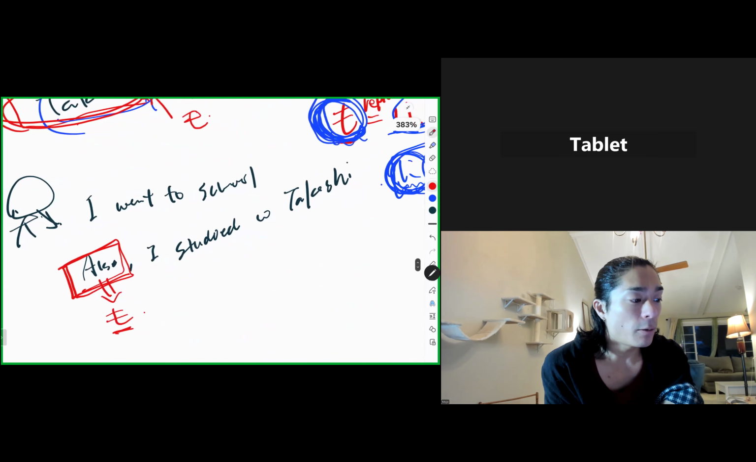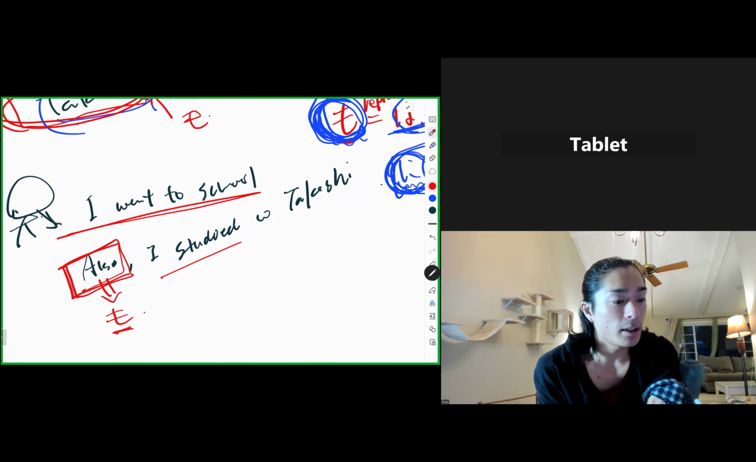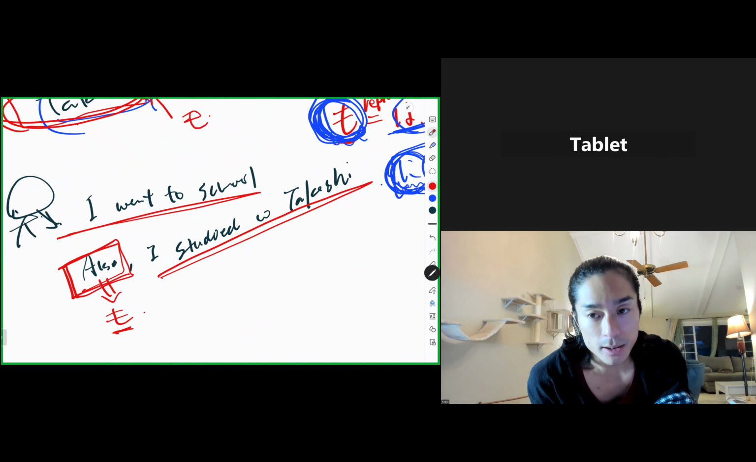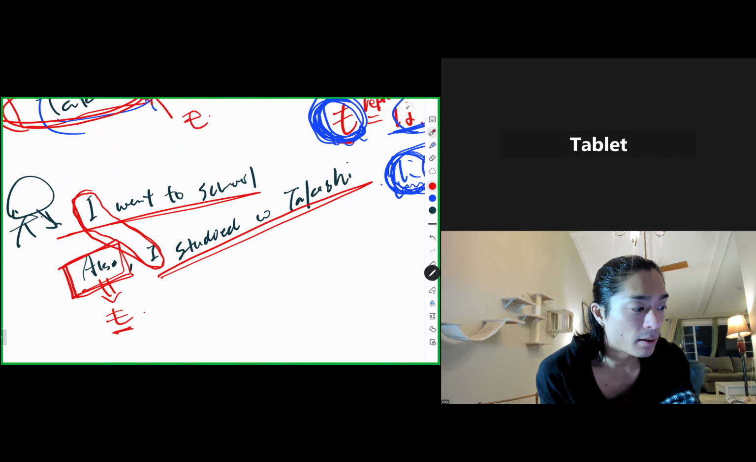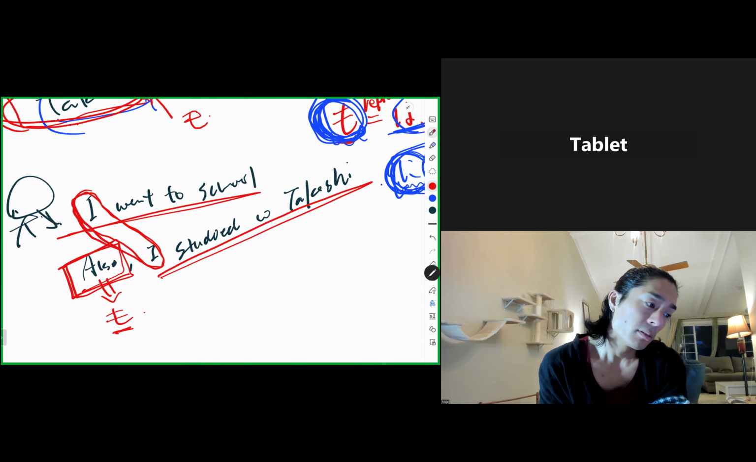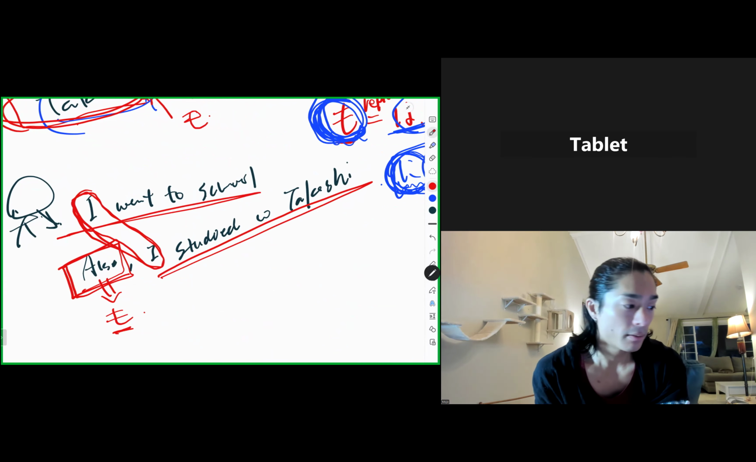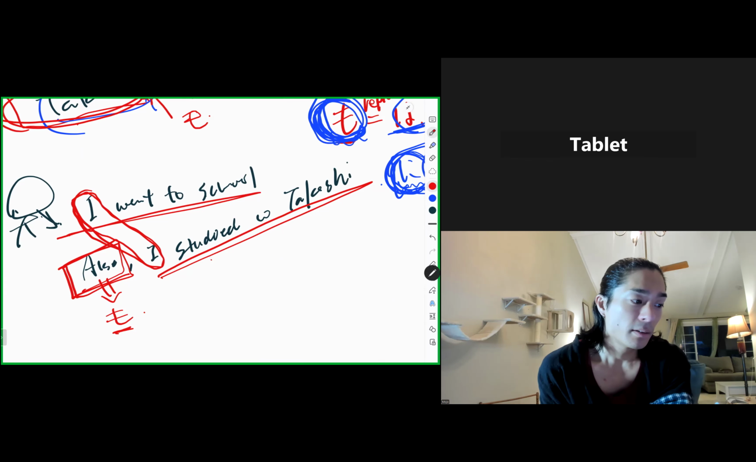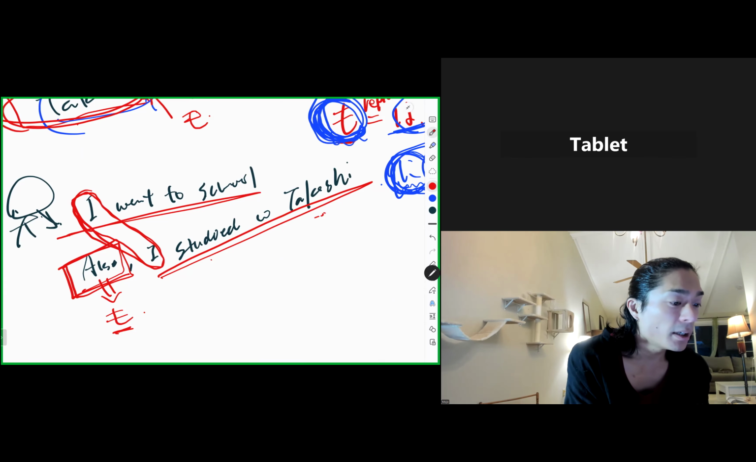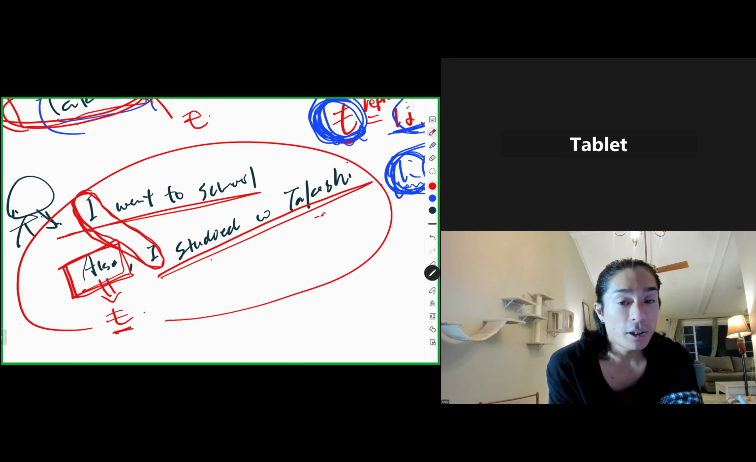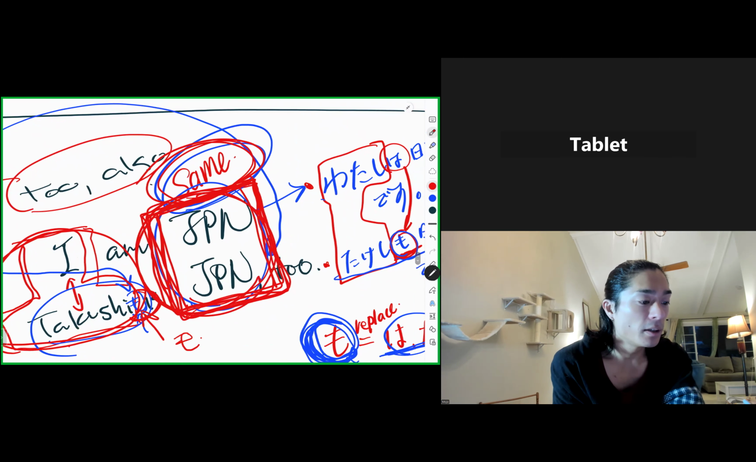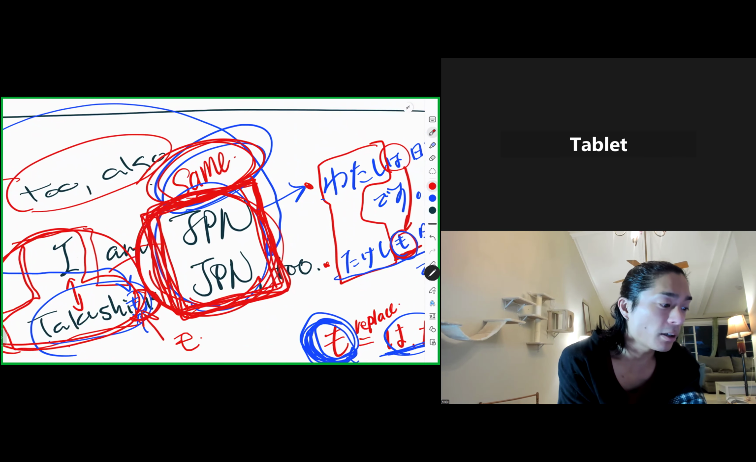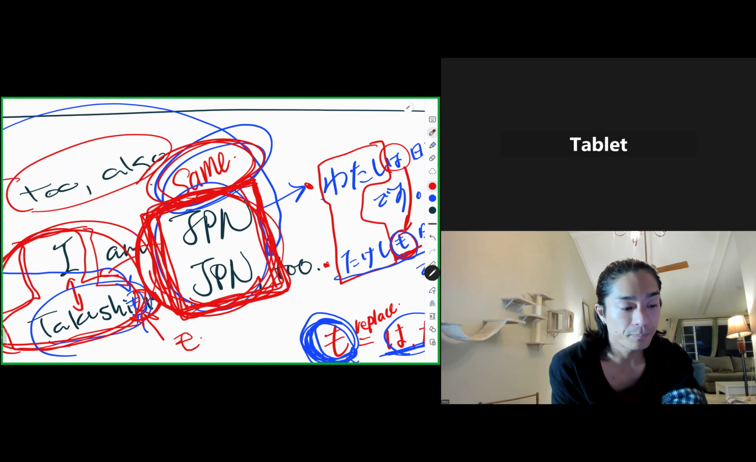These two sentences: I went to school. I studied with Takeshi. Is there any same information? I mean, I is the same, but nothing else, right? Okay. In this case, we cannot use mo. We do have to have same info. With the same info, we are contrasting two different info.